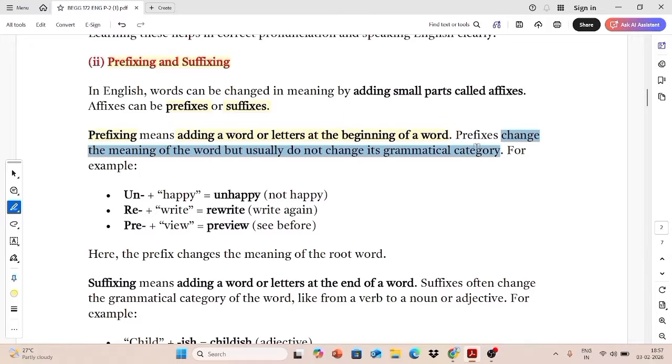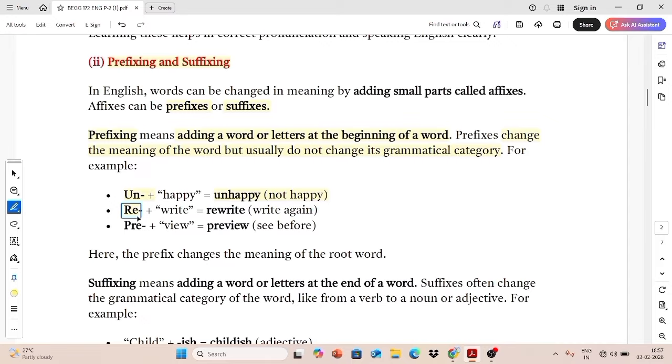Remember this. It will change the meaning but does not change its grammatical category. For example, un is a prefix. Un plus happy makes the word unhappy. So the opposite of happy is unhappy. So when you add a prefix like un, it gives the opposite meaning.